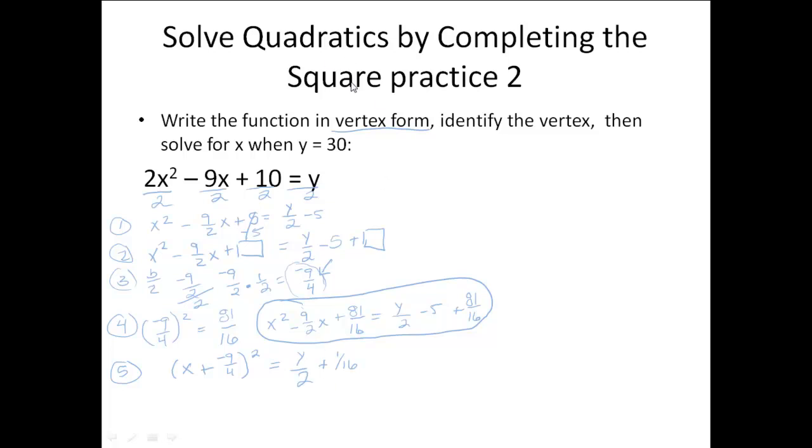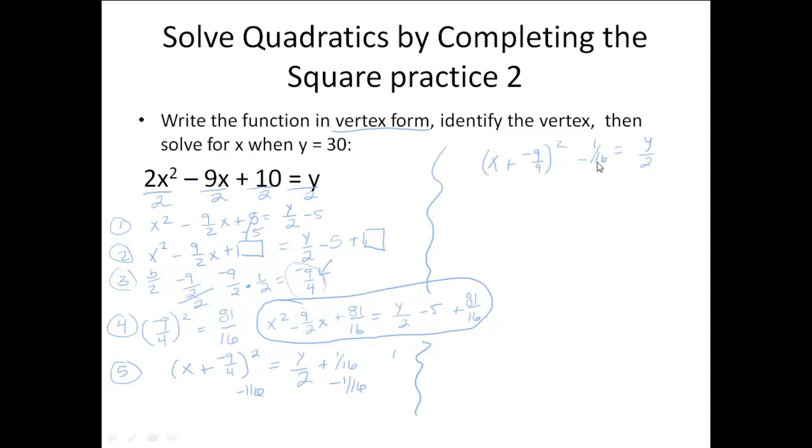Now, we're not done with it yet because it said to write this in vertex form. We are really close to vertex form because we have our quantity squared. What we need to do now, though, is get the y back by itself. So I'm going to subtract 1/16 from both sides. Okay, and I'm going to move over to the next column. So I have x plus negative 9/4, that quantity squared, minus 1/16 is equal to y over 2.